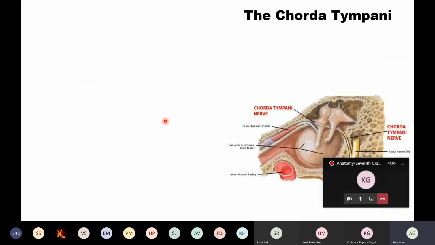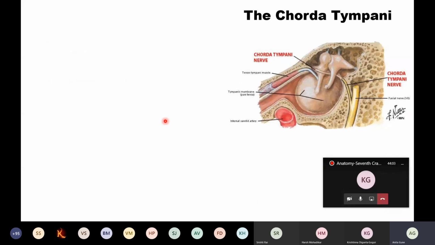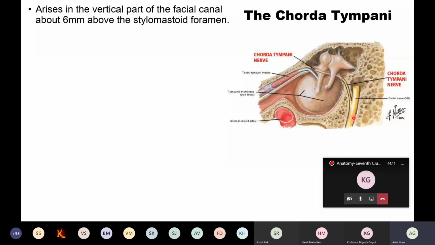pitched sounds. The third branch which we saw coming from the vertical part over here, it is the chorda tympani. It arises just above the stylomastoid foramina. How much above the stylomastoid foramina? 6 mm above. This is to be recalled. 6 mm above the stylomastoid foramina it will arise.